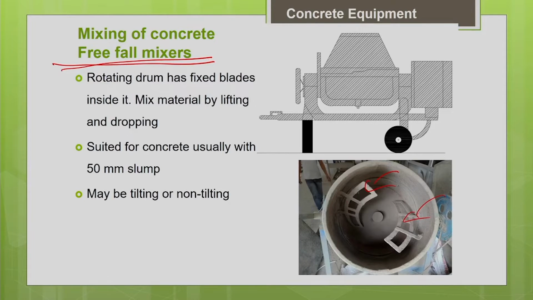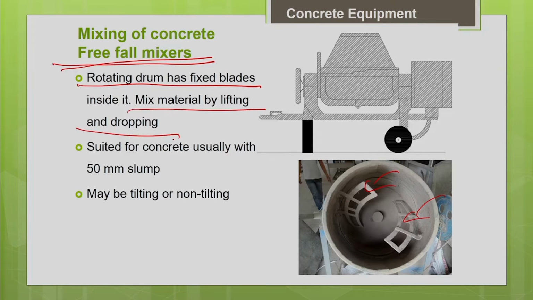So basically your blades are lifting the material when the drum is rotated and allow it to fall at the end of the rotation. Okay, so it keeps lifting and dropping. Okay, so the rotating drum has fixed blades inside it. It mixes the material by lifting and dropping it.